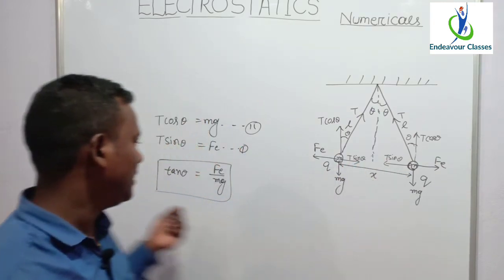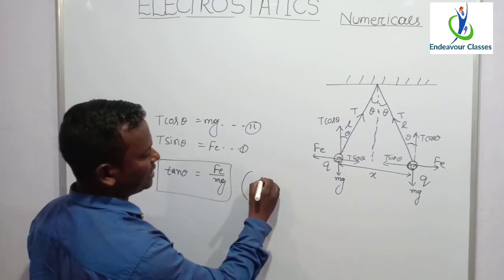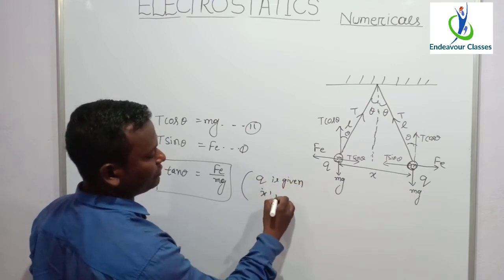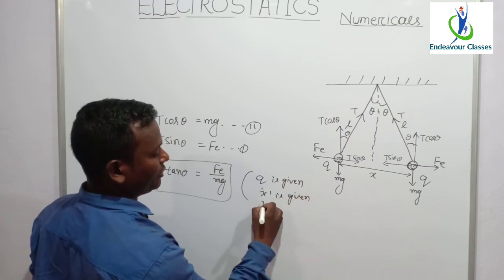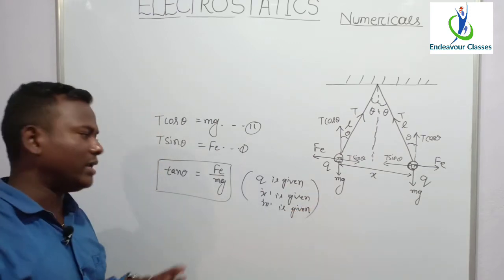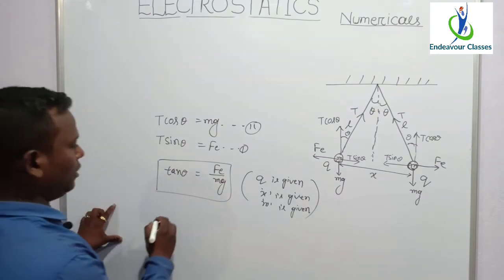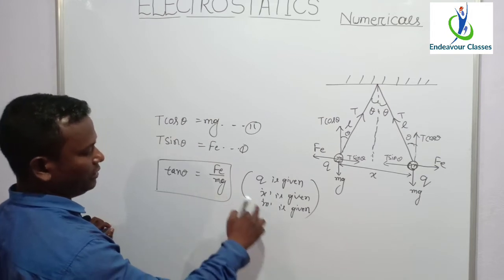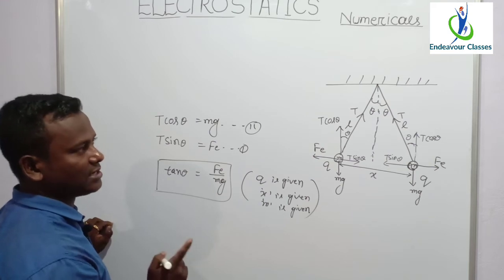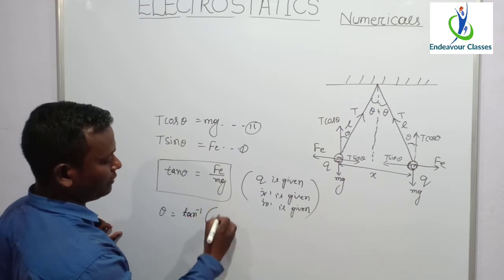Now this is one formula, because if you are given the magnitude of the charges and the distance between them, x, then this formula will be applied when q is given, x is given and m is given. So by looking at the problem, you can easily sort out which formula is to be applied, because here tan theta will be Fe by mg. Then if q, x and m are given and you are asked to find the angle made by the charges with the vertical, then theta will be equal to tan inverse of Fe by mg.